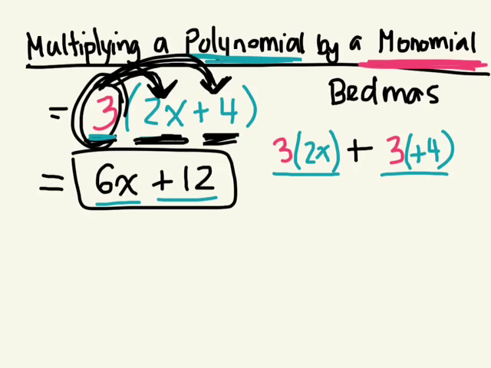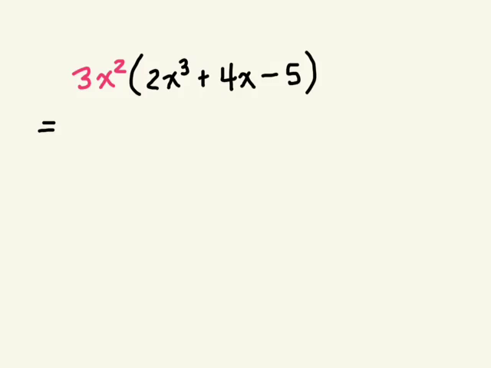How many terms are we left with in the final answer? 2. Good. Okay, so this next example involves powers. And we know that we have to multiply this 3x squared. We have to distribute it over everything inside the bracket. So we need to multiply it by 2x to the power of 3. Then we need to multiply it by positive 4x. And then we need to multiply it by what? Negative 5. Good.